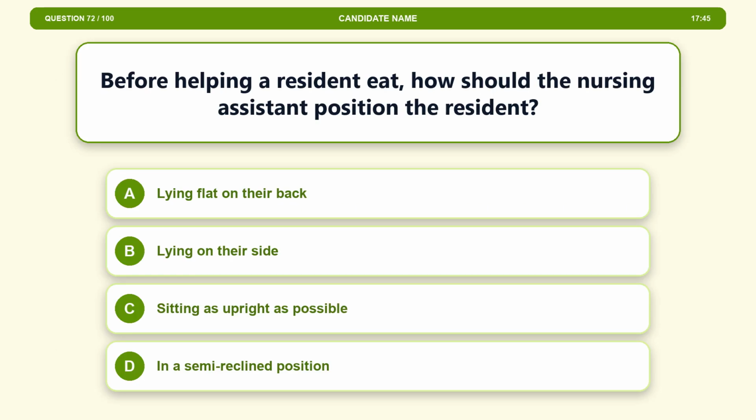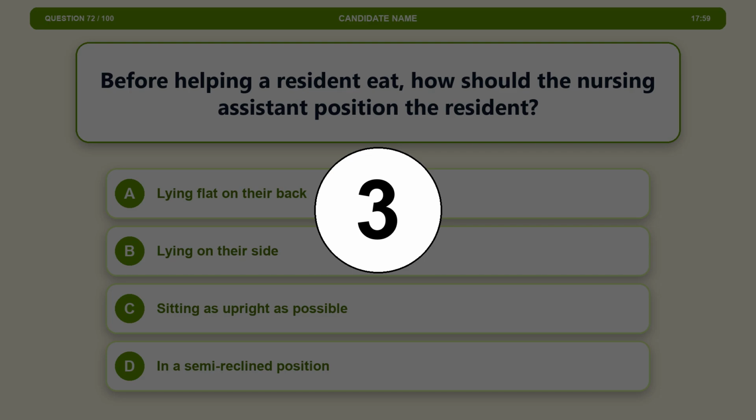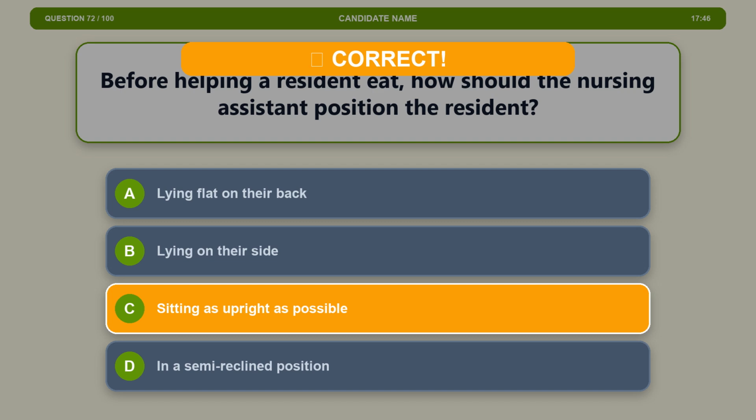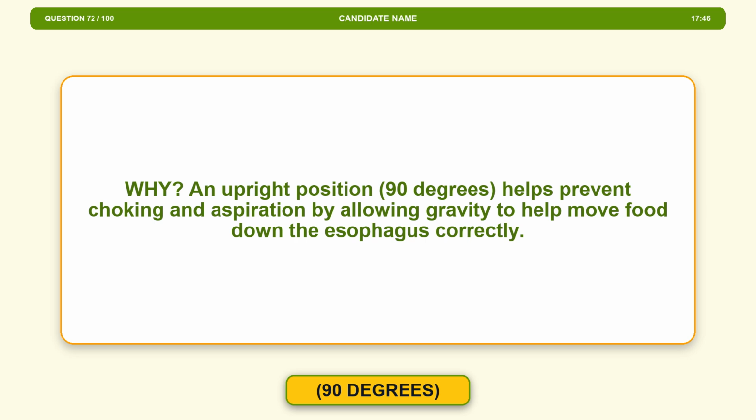Question 72. Before helping a resident eat, how should the nursing assistant position the resident? Option A, lying flat on their back. Option B, lying on their side. Option C, sitting as upright as possible. Option D, in a semi-reclined position. The correct answer is Option C, sitting as upright as possible. An upright position, 90 degrees, helps prevent choking and aspiration by allowing gravity to help move food down the esophagus correctly.